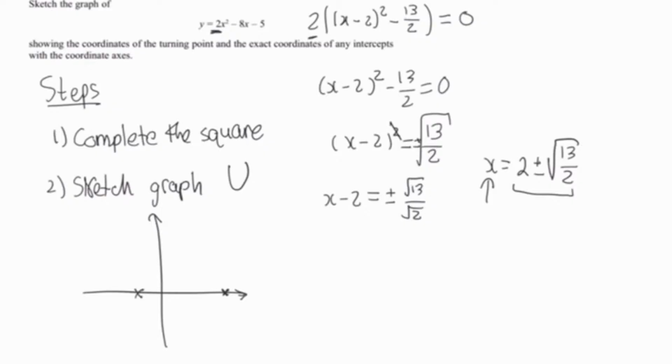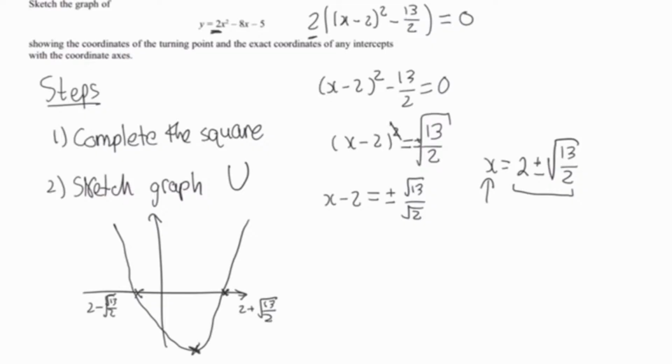So this is 2 minus root 13 over 2, and this is 2 plus root 13 over 2. And remember what we said, our quadratic is going to have a U shape because it's a positive quadratic. So it's going to look something like that. Now all we need to do is find this coordinate. So this is the turning point.